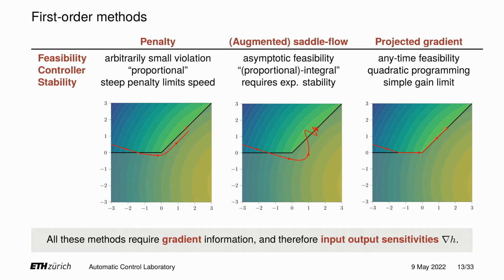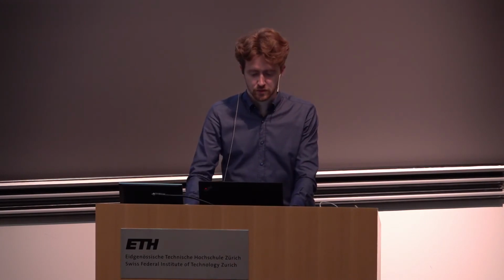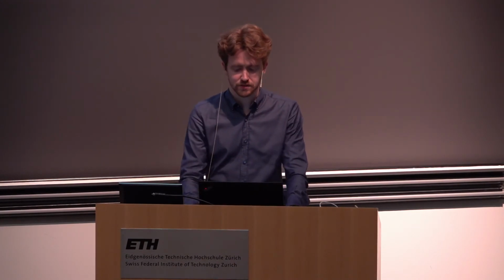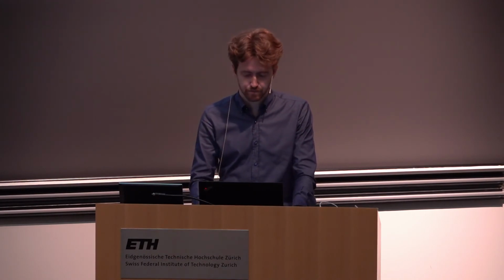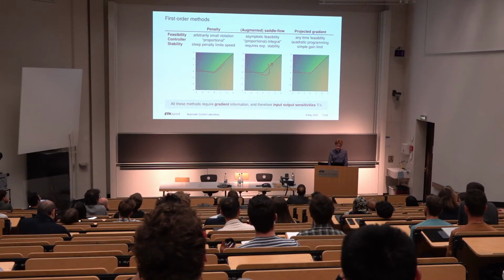Extensions or variations of how this can be discretized actually exist, including making sure that the flow is well defined outside of the feasible region, which is something I swept a little bit under the rug. In any case, all these methods are first-order methods, so they require gradient information, and because of that they require the input-output sensitivities, nabla h. So they require this piece of information, and I'm going to come back to that in a second.